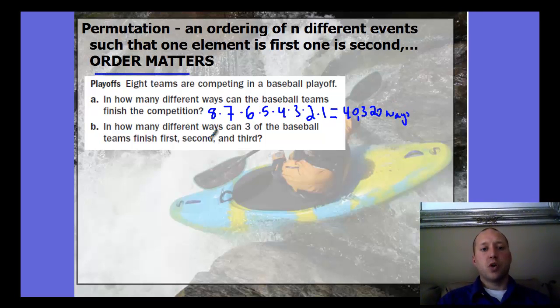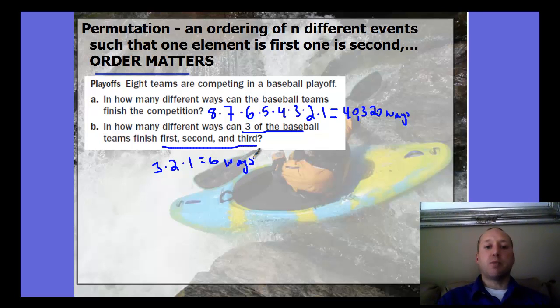Another example would be how many different ways can 3 of those baseball teams finish first, second, and third. If you have 3 teams, you know that they're going to be the top 3. How many ways can they finish first, second, and third? It would be 3 times 2 times 1, which is 6 ways that 3 teams can place. But a more interesting question is if I have 8 teams, how many ways can the teams place first, second, and third?